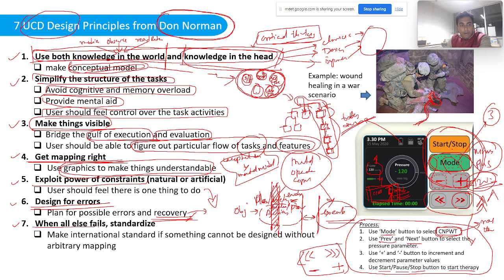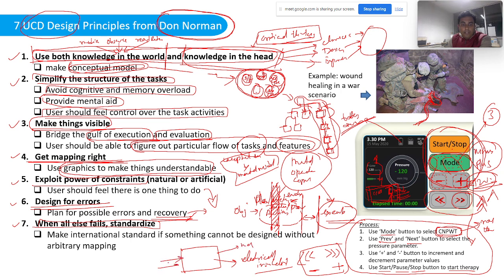Okay, so when all fail, standardize. That means when you are trying to map things based on user requirements, and if certain requirements are necessary without user requirements, make those standardized, like making an international standard if something needs to be designed without your mapping. For example, if your device needs to be electrically insulated, right? Or it should be waterproof.